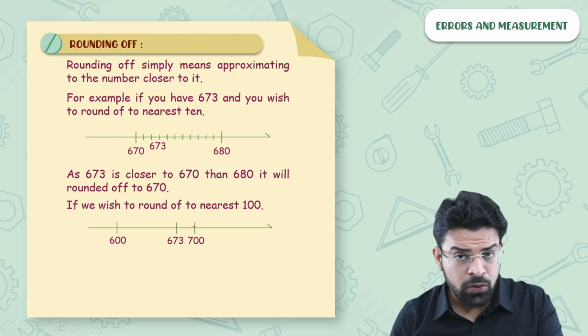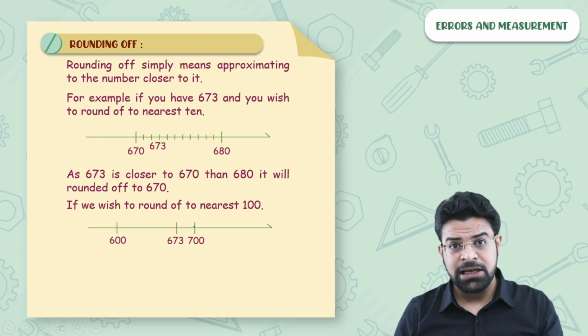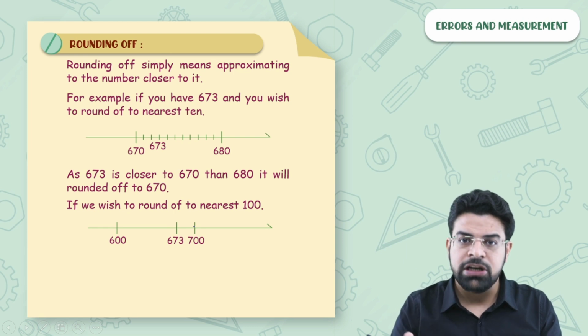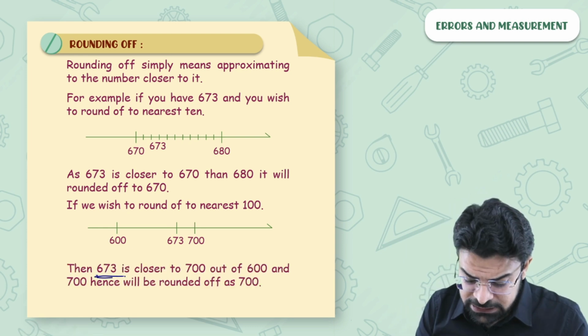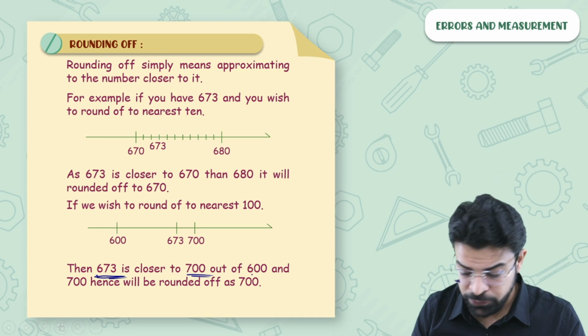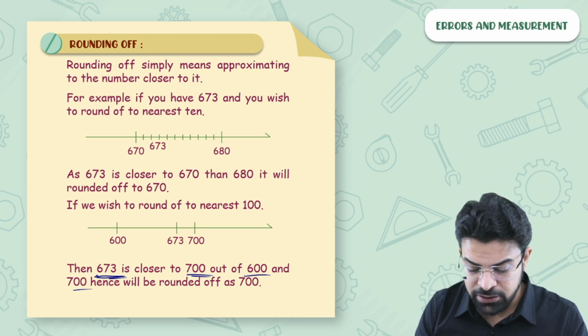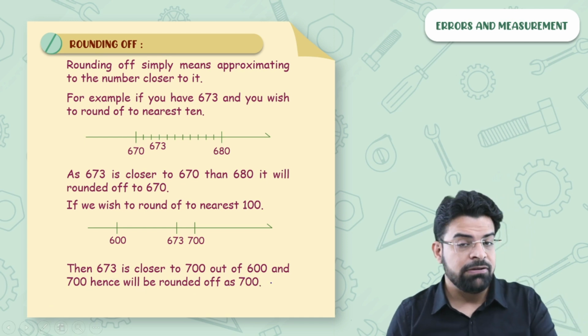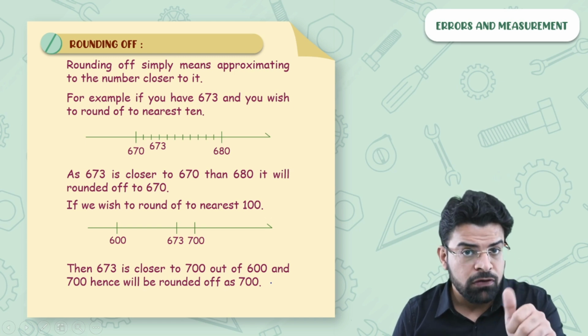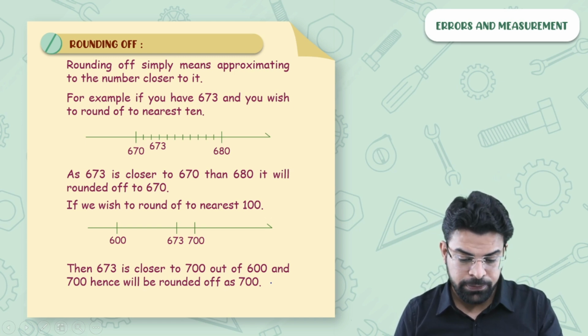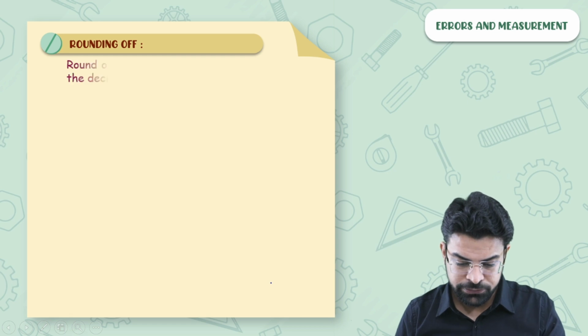That's why when you round off to the nearest 100, you will say that 673 can be approximated to 700. As 673 is closer to 700, out of 600 and 700, hence it will be rounded off as 700 if you have to round it off to the nearest 100. So let's do some examples.